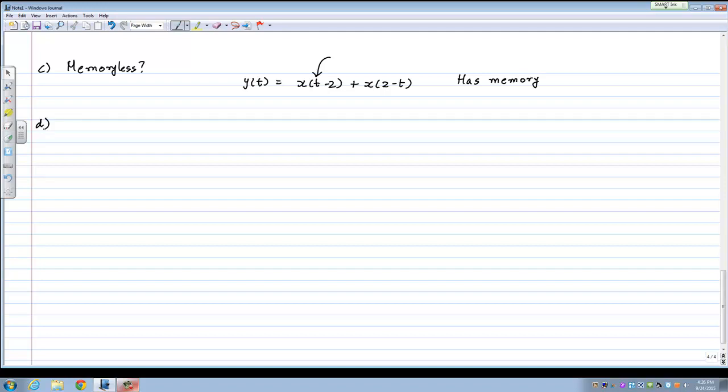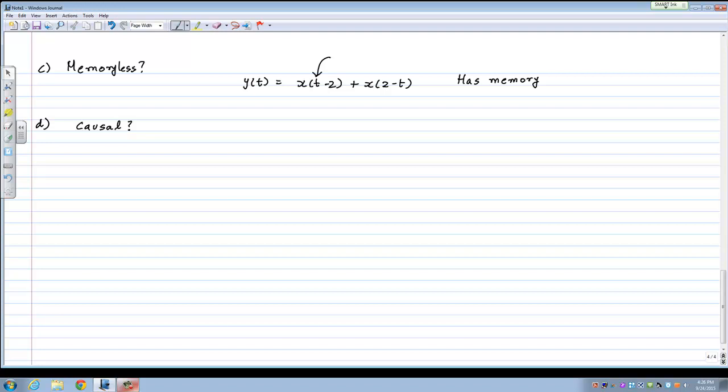Is it causal? No, it's not causal. So why is it not causal? It does or it does not? You sure it does not? If it did not depend on future values, then it would be causal. Causal means it does not depend on future values, right? Only the past and the present value of the input can affect the output in a causal system. But is that the case here?